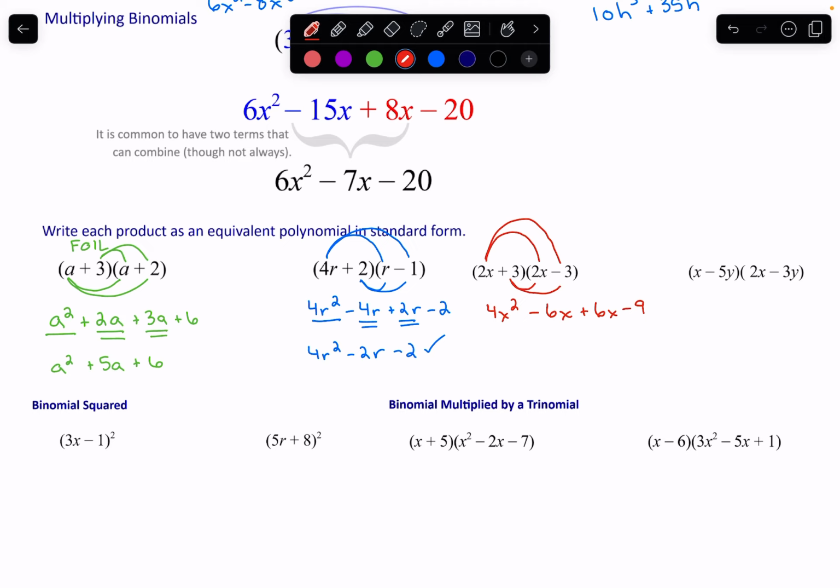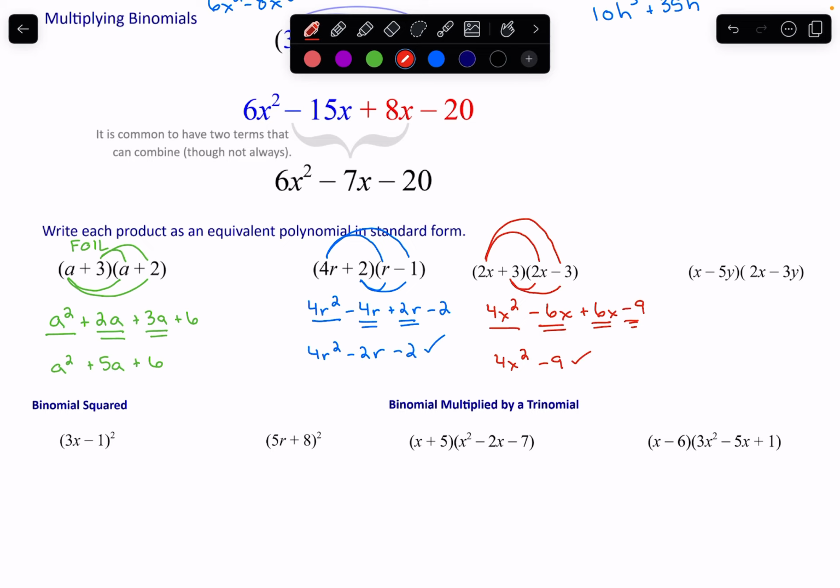Now I just want to simplify, combine like terms. 4x squared goes first. The negative 6x and the positive 6x add together and become nothing. They cancel each other out. And then I've got minus 9 at the end.